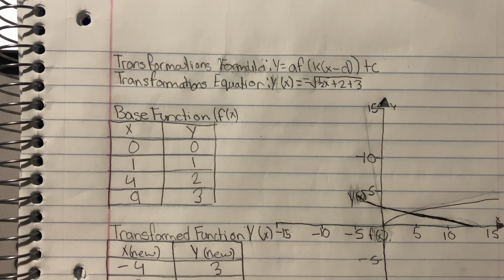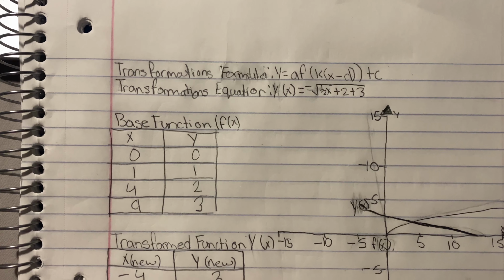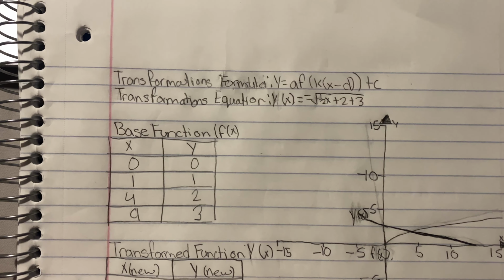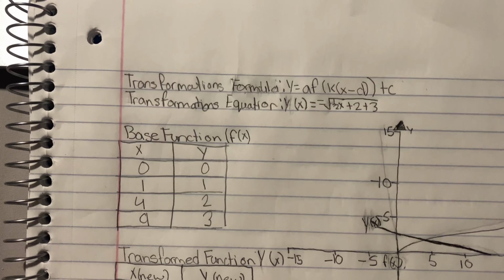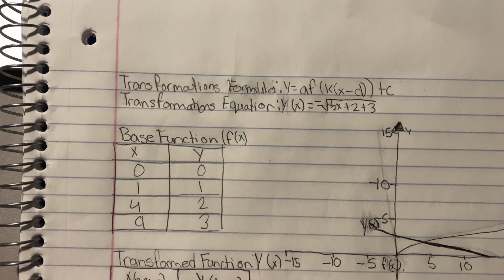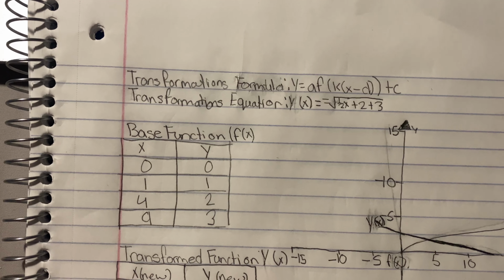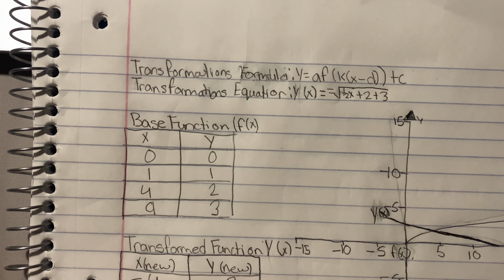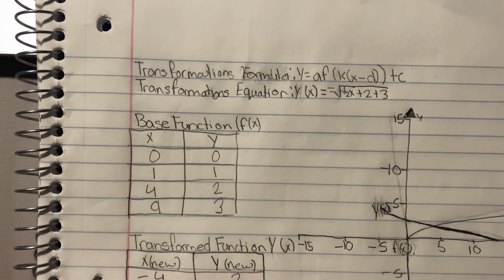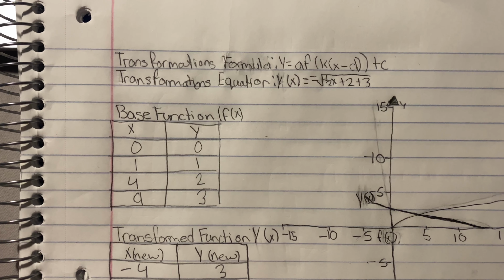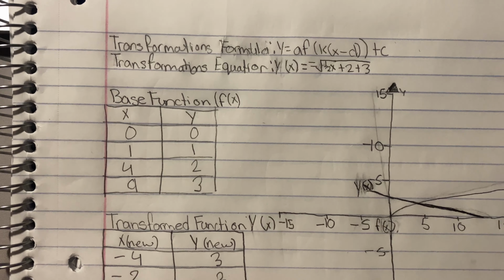A vertical stretch or compression occurs because of the a value. If a is greater than 1, then the function stretches by a factor of a. If it is less than 1, then the function compresses.